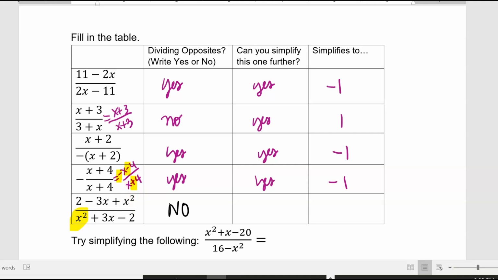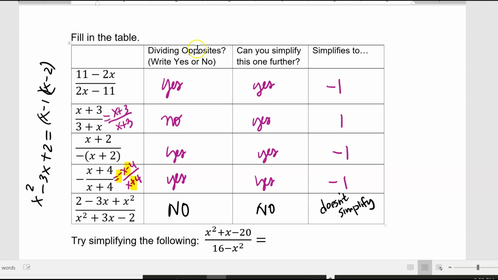I was able to actually factor the numerator. If you wrote that as x squared minus 3x plus 2, I realized you can factor it as x minus 1 times x minus 2. That will work, but when I tried to factor the denominator, I couldn't do that. So we're going to say no to that, right? And what does it simplify to? It doesn't simplify, right? Doesn't simplify.